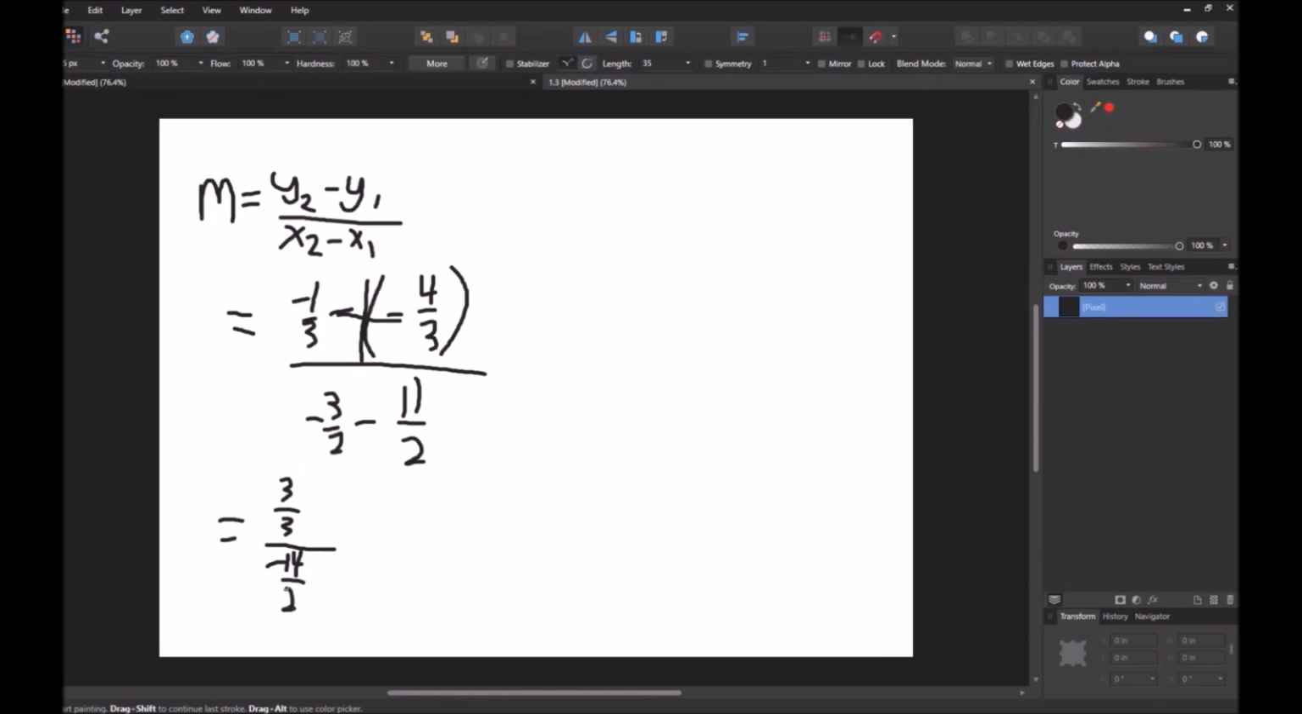And now each of these fractions can be reduced. 3 over 3 is equivalent to 1, and negative 14/2 is equivalent to negative 7. So our slope is negative 1 over 7.